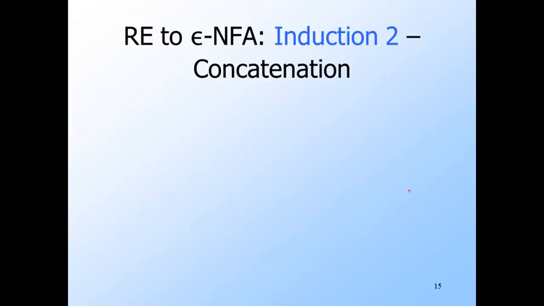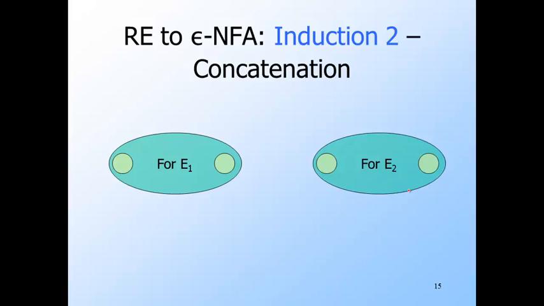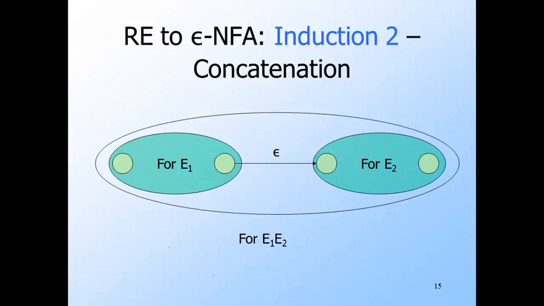Okay. Here's the construction for concatenation of E1 and E2. Again, we assume by the inductive hypothesis that there's an epsilon NFA of the right form for E1 and ditto for E2. We add an epsilon arc from the final state of the automaton for E1, and that state, of course, is then no longer final, to the start state of the automaton for E2. The start state of the bigger automaton is the start state of the automaton for E1, and the final state is the final state of the automaton for E2. The new automaton is the concatenation of the languages of E1 and E2.